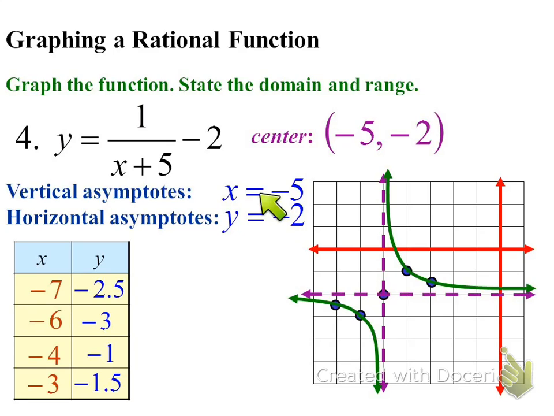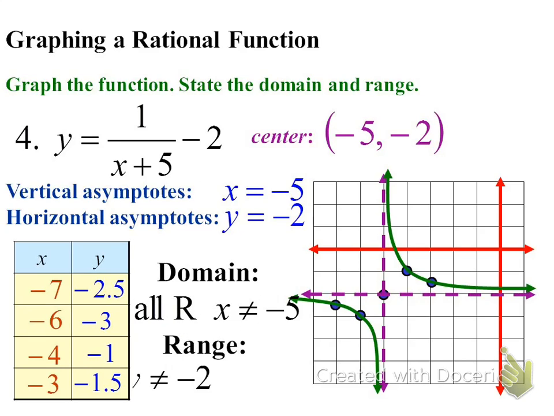So again, once you get to this point, it's just kind of following the same old steps to find the rest. The domain, what can we not have as an x value? -5. It's always wherever the asymptote was. What can we not have as a y value? -2. Good. Remember, we can't cross those asymptotes. What are your questions? Yes, ma'am.